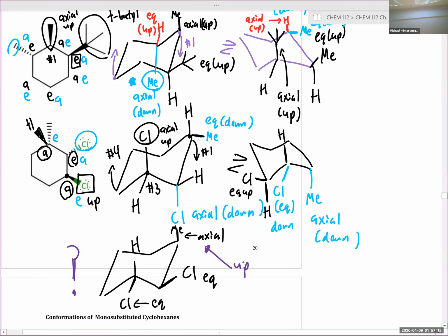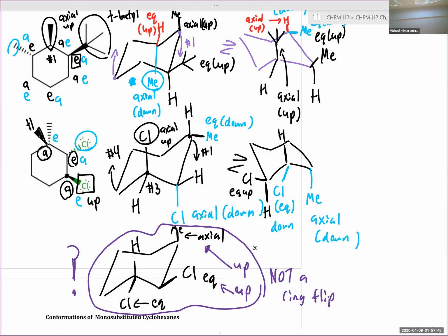So this structure right here, and one thing that I do want you to pay attention to, this is not a ring flip. Do you notice how both of our cyclohexane rings, our chair conformations, are both right facing? So we haven't flipped the ring in this case. This structure is what is known, and I'd like you to remember this word as we'll come back to it later on, as an enantiomer, and it's where all stereocenters are flipped.